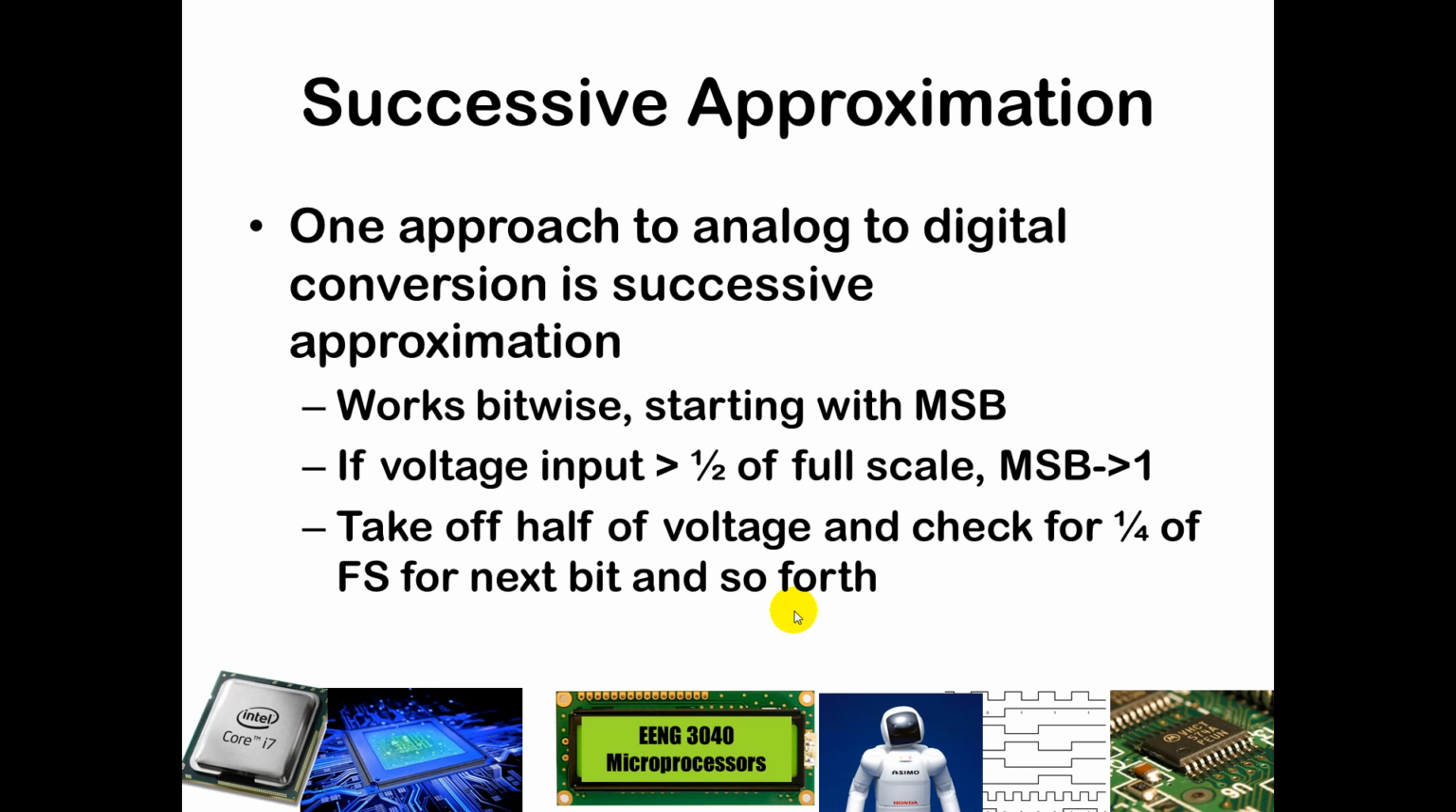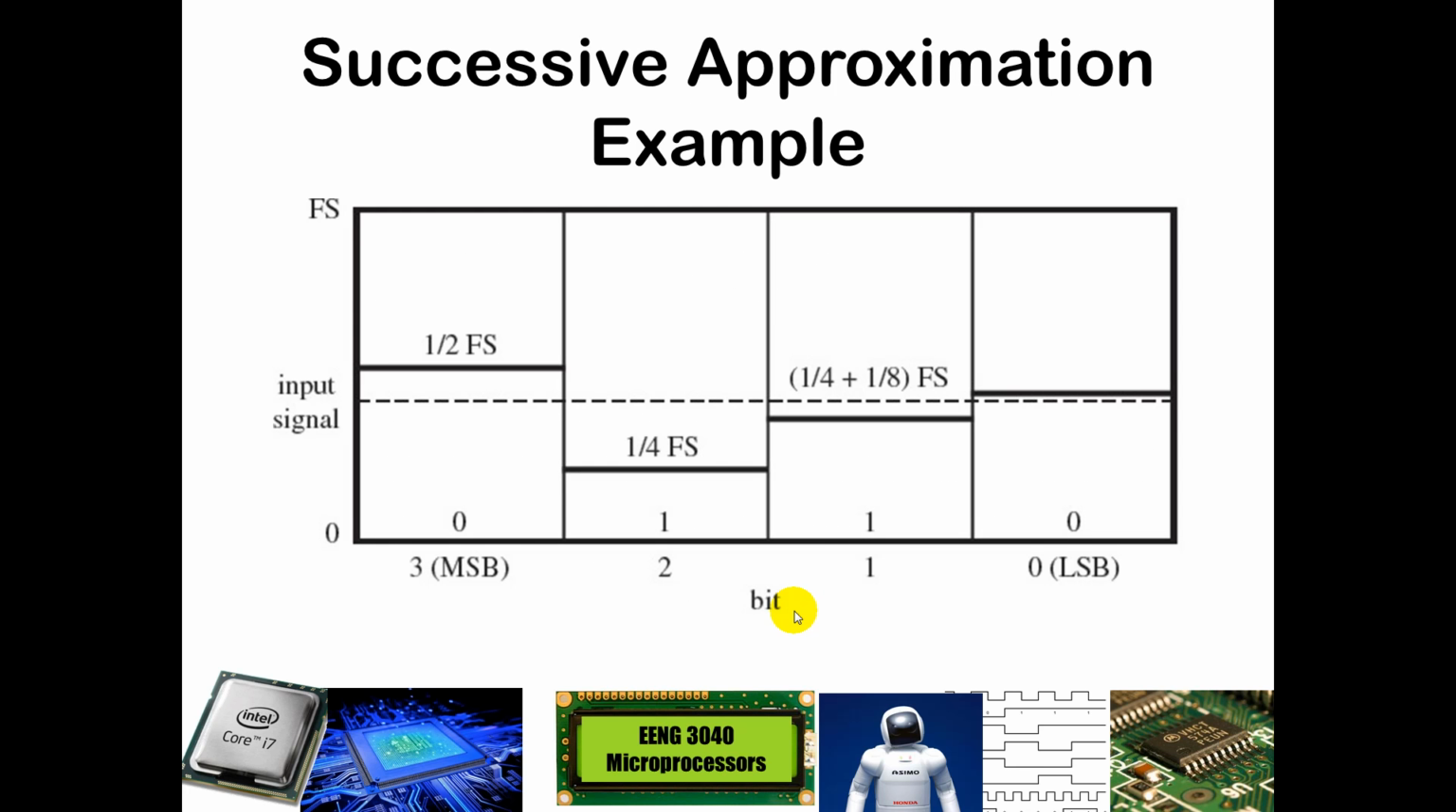If we did put a 1, we're going to go ahead and take off what that 1 represents, which in this case would be half of whatever our maximum voltage is, and then check the next bit to see if within our remainder we have 1/4 of the full scale of voltage, and then we would put a 1 or a 0 there. So this graphic illustrates that.